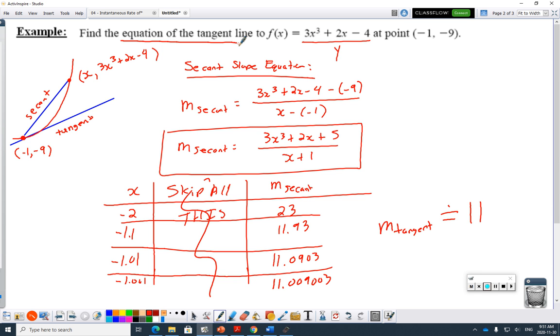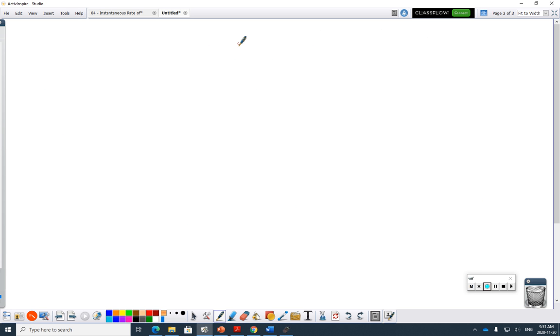There. So, one more little thing to do here. We have m tangent equals 11. I didn't put approximately here anymore. I'm going with 11. I think 11's real close. And P, what was the original point? -1, -9.